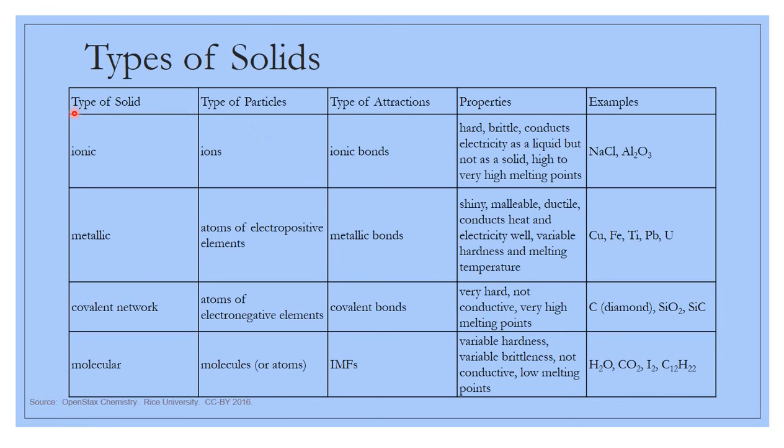This is my flashcard slide. There are examples of each type of solid. The properties are here. Remember, the only one that really conducts electricity pretty well is metallic. Most of these are pretty hard. Molecular compounds are the only one that seem to vary. And then you get the idea. This tells you the particles, the type of attractions, all of it.